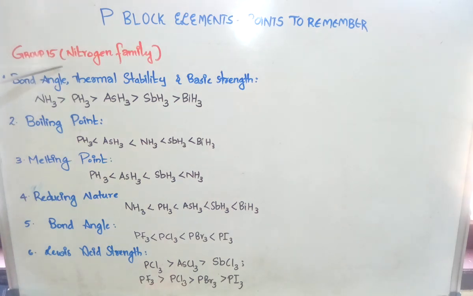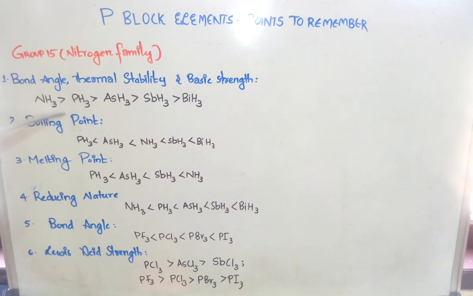So here we begin with group 15 elements, which is the nitrogen family. What is the nitrogen family? The nitrogen family consists of nitrogen, phosphorus, arsenic, antimony and bismuth. Usually the questions in the question paper are based on the hydrides of these elements, so we will be comparing most of the properties using the hydrides. Starting with bond angle, thermal stability and basic strength. These three properties follow a similar order, that is, they decrease down the group.